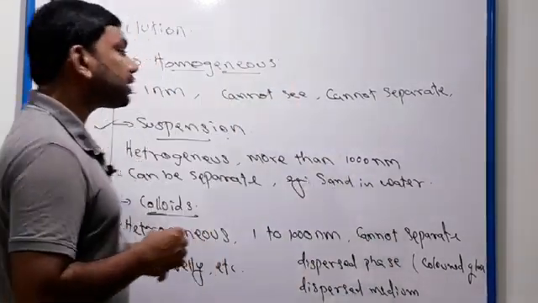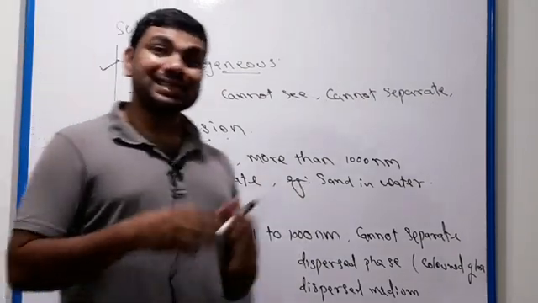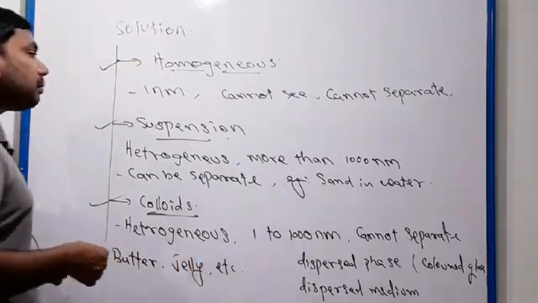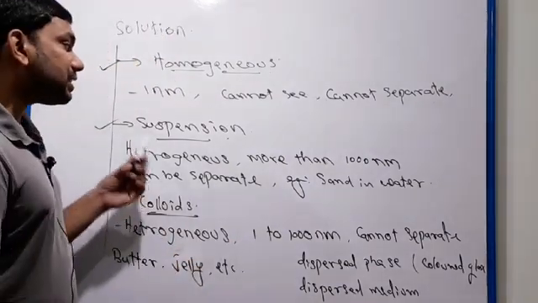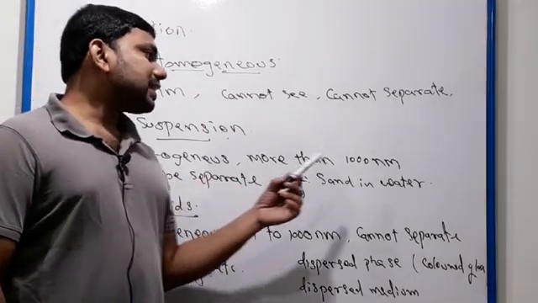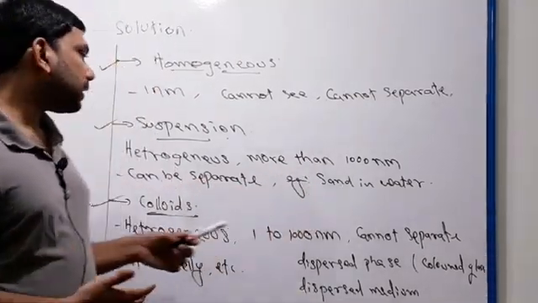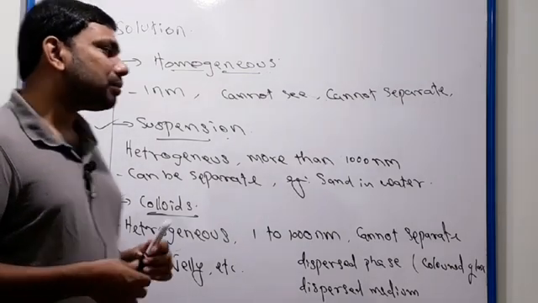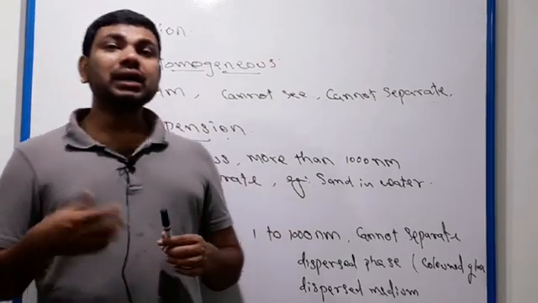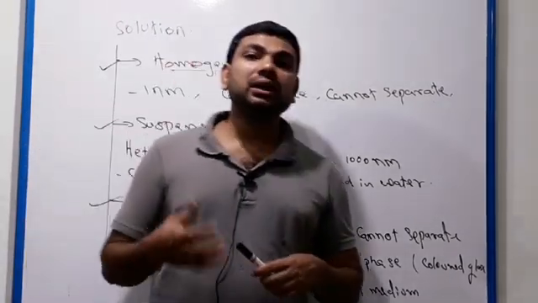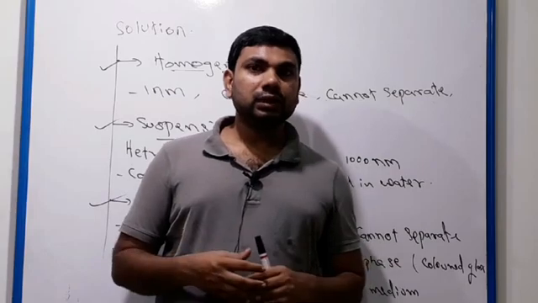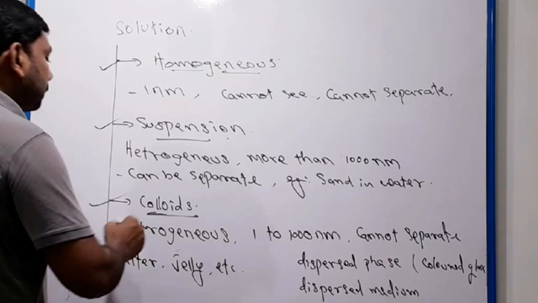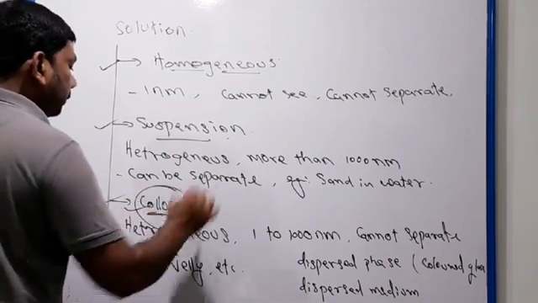An example of suspension is sand in water. We can separate sand from water. A suspension is a heterogeneous mixture, the particle size is more than 1000 nanometers, and it can be separated by filtration. Example: sand in water. The third one we have to discuss here is the colloid. In this chapter we are going to study colloids in more detail.